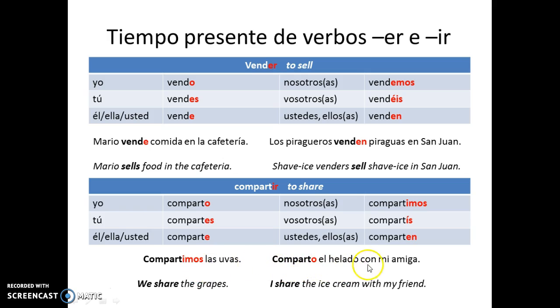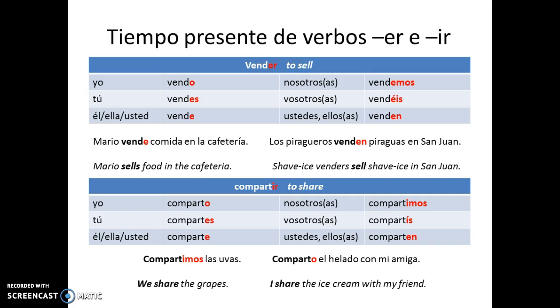Comparto el helado con mi amiga. I share the ice cream with my friend. Again, there is no pronoun, no subject here to tell us who's doing the action, but we can understand who it is just by the ending of the word. O. Comparto. That is the ending for the first person singular. That means I. I share the ice cream with my friend. Comparto el helado con mi amiga.